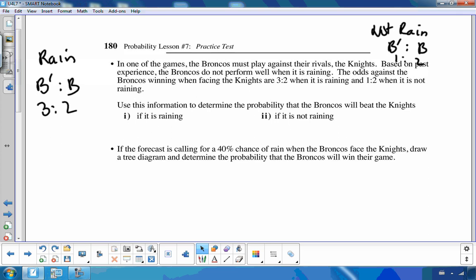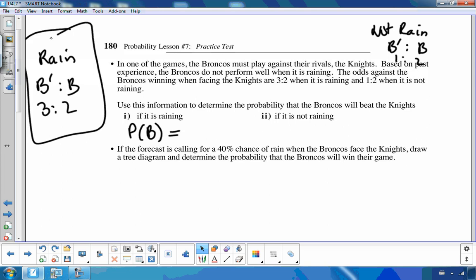Okay, so rain and no rain, we got that. Now use this information to determine that the Broncos will beat the Knights if it's raining. So if it's raining, I want to look at the probability that the Broncos will win. This is the raining one that I'm looking at. So I have 2 ways of the Broncos winning out of a total of 5 ways. So the probability would be 2/5.